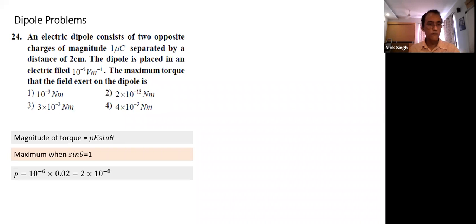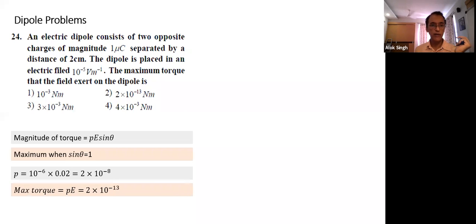So the P value we know. What is P here? Charge multiplied by the separation between the charges. So charge is 10 to the power minus 6. Separation, again, you convert into meters. That gives the magnitude of the dipole vector. And the E field is given. We multiply these two, this term by the E term, which is 10 to the power minus 5. So 2 into 10 to the power minus 30. I hope all of you got the right answer.